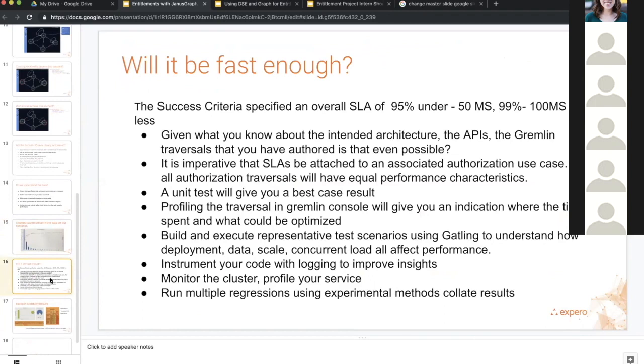Gatling is a great tool. You pull together your traversals. You can run scenarios that are reflective of the real utilization, and from that, you can go back and see if you can achieve your SLAs. So, in the case of the work that was done for this particular engagement, the question was: will it be fast enough? And we had an SLA of 95% under 50 milliseconds and 99% under 100 milliseconds or less.